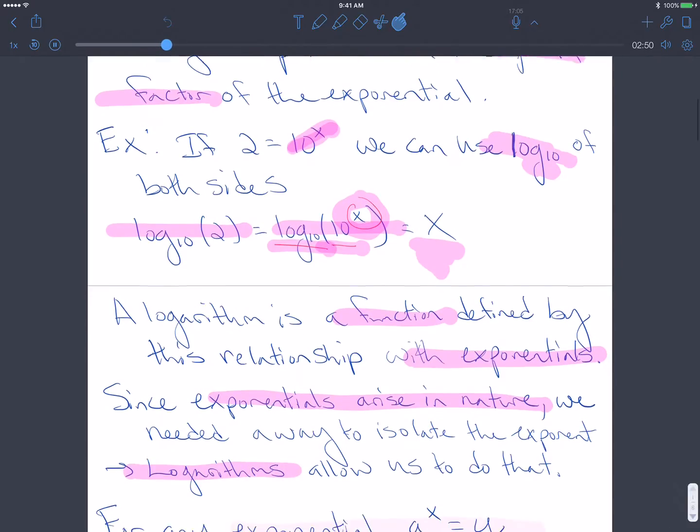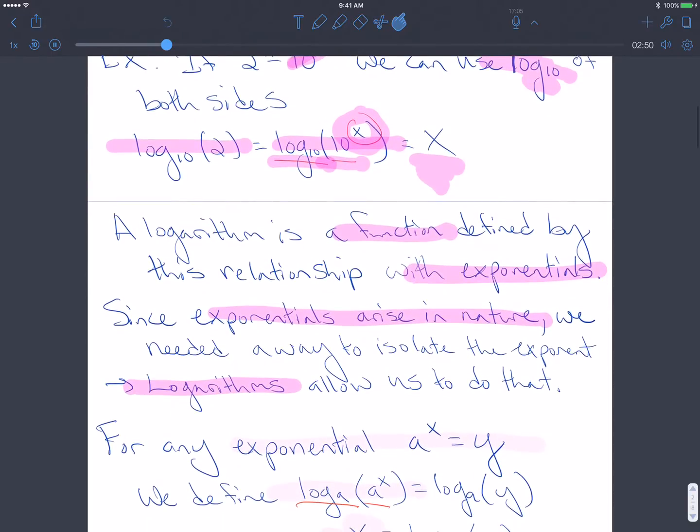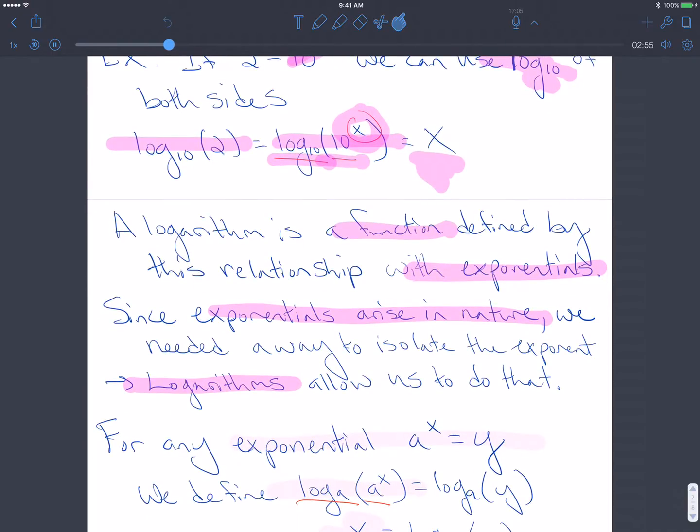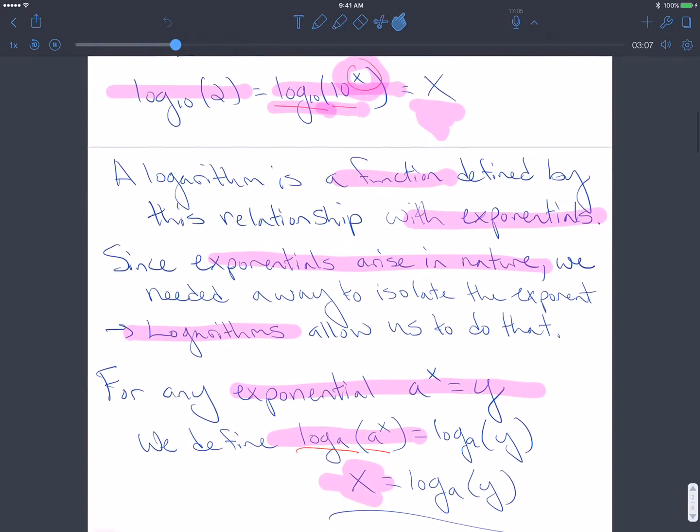Now, I can generalize this. I gave you a specific example with numbers, but for any exponential where y is equal to some a to the x, if we use the logarithm with base a, we can undo that a to the x to get back our x value each time.